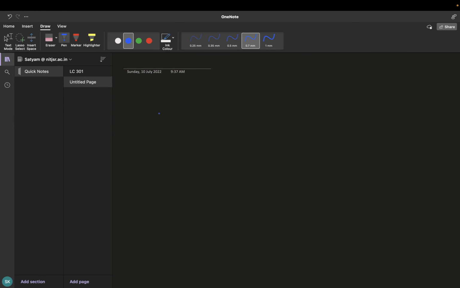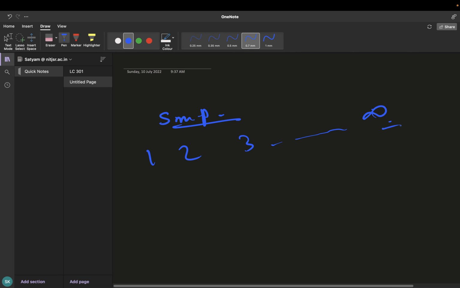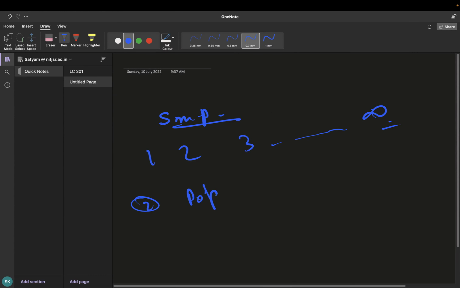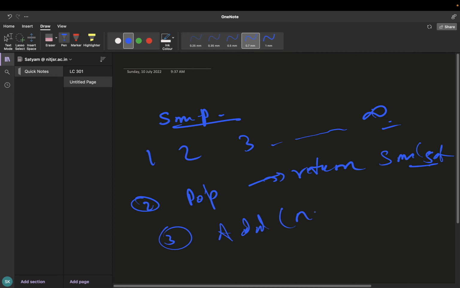So what's given in this problem here? We have given a class SmallestInfiniteSet, which has integers from 1, 2, 3 up to infinity, as we have said. And the second operation is pop smallest. In pop smallest, we have to return the smallest integer in our set. Okay, and in the third operation, add back, we are adding a number num in our set.